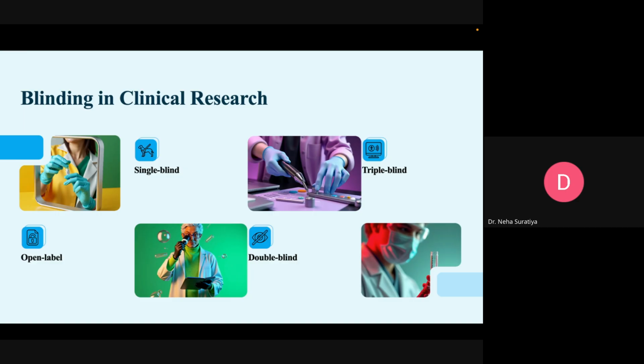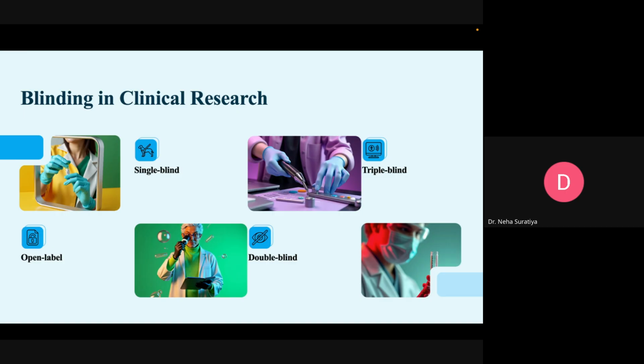Blinding means, you can say, keeping the treatment allocation hidden. Now, from whom do we have to hide it? If you want to hide from one person, there is a term for it. If you want to hide from three persons involved in the study, the term is different. So blinding means keeping treatment allocation hidden. The purpose is that we don't want bias here. Bias means some systematic error that affects the study results, right?